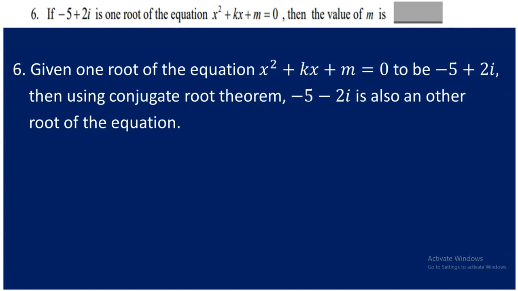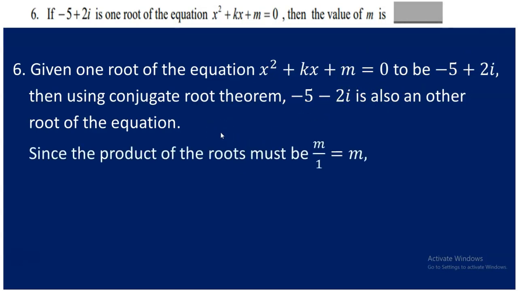So using these concepts, what follows is the product of the roots must be equivalent to c over a. What is c? c is the constant term, which is m, and a is the leading coefficient, which is 1. So m over 1 is m. So the product of these two must be equivalent to m. Using these concepts, we can determine what m is going to be. Look, m is going to be the product of these two, minus 5 minus 2i times minus 5 plus 2i.